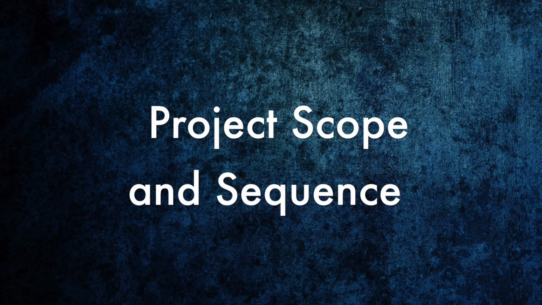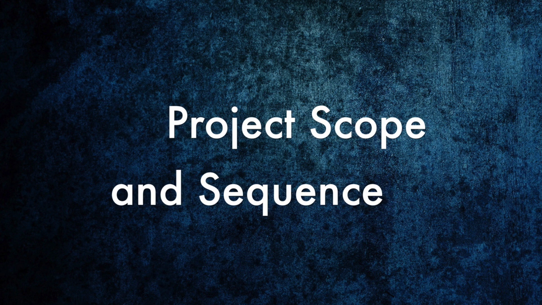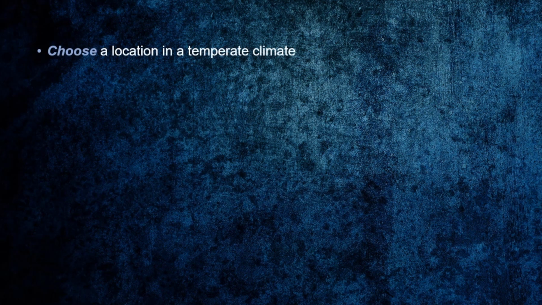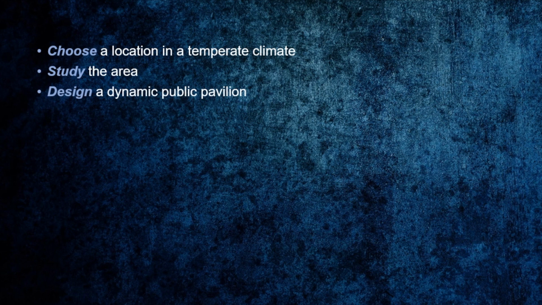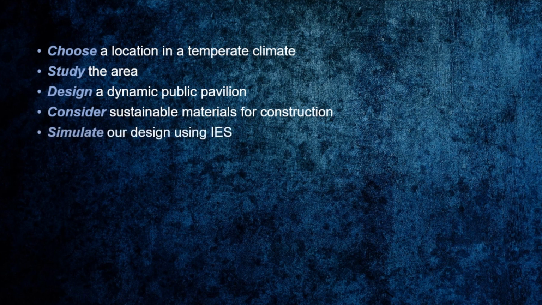According to the rubric in achieving this project, we had to follow certain subsequent steps. The first step of the project is choosing a location, depending on its weather, in a temperate climatic zone. Study the area that inspired us with the design concept, which will be explained later in this video. Design a dynamic public pavilion. Take into consideration sustainable materials for construction. Simulate our design by using IES as the main simulation tool.